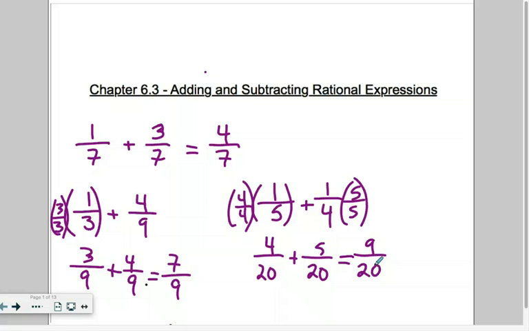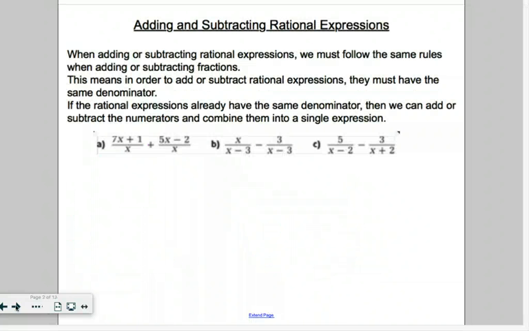Fraction subtraction works in the same way, where you would just subtract the numerators, but the denominators still have to be the same. That's the same with rational expressions. So again, if you're going to add or subtract rational expressions, you need to have a common denominator. In these examples here, the first two have a common denominator. In this first one, we have 7x plus 1 over x plus 5x minus 2 over x.